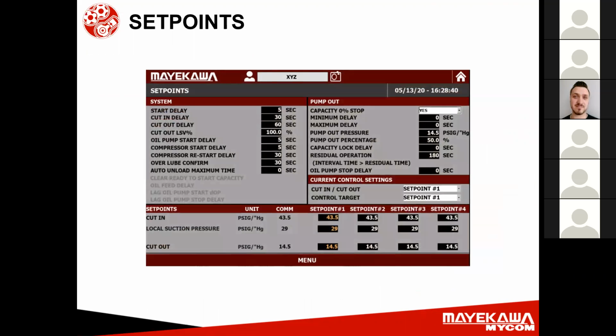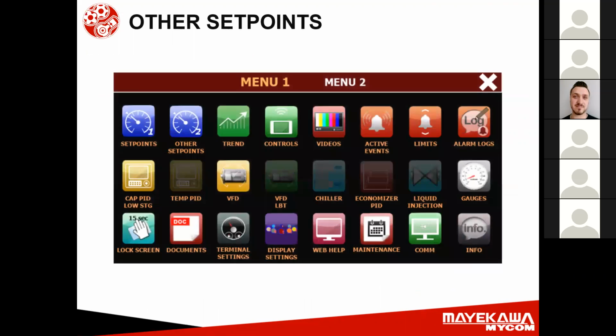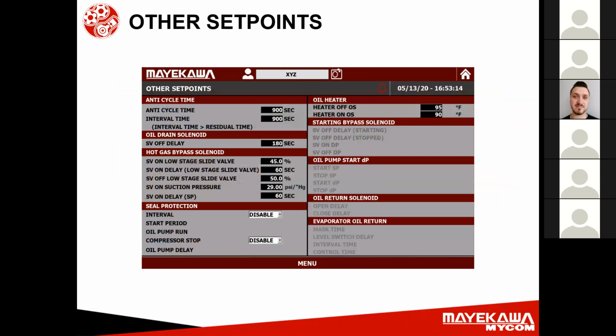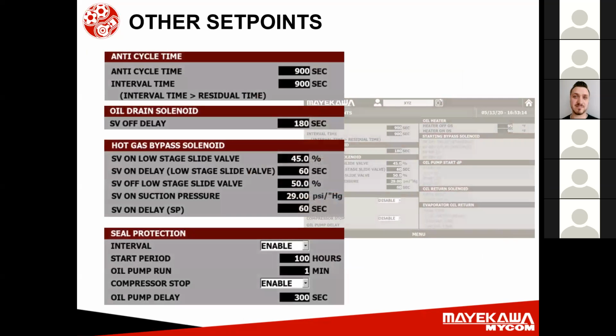That wraps up the set point page. Next, we'll take a look at the other set points, again found on the top row of menu 1. Here we can see the other set points page is divided into 9 windows. We'll start with the left column of the screen.